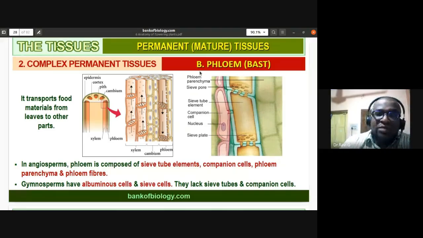And that is brought about by the phloem. So it transports food materials from leaves to other parts. That is, the phloem transfers food material from the leaves to other parts of the plant body.